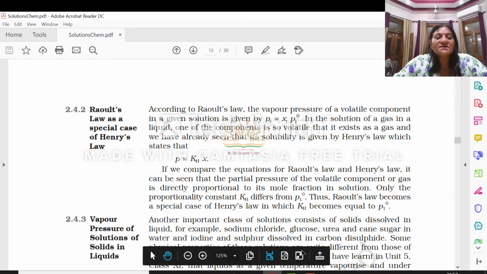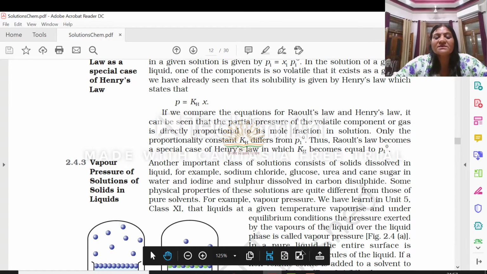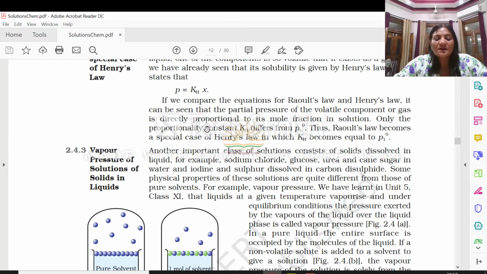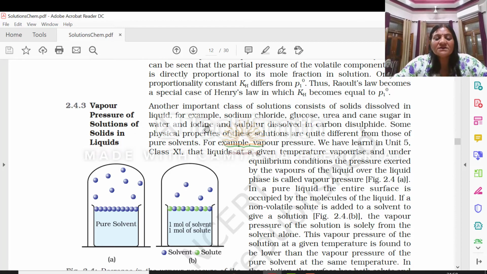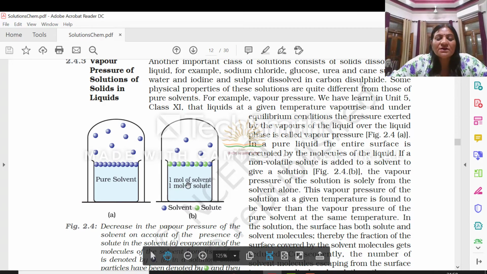Raoult's law as a special case of Henry's law. P is equal to Kh into X, where P is the pressure on gas and X is the mole fraction of the gas in the solution, and Kh is the Henry's law constant. Now it is clear from this figure how the addition of a non-volatile solute decreases the vapor pressure of the solution.